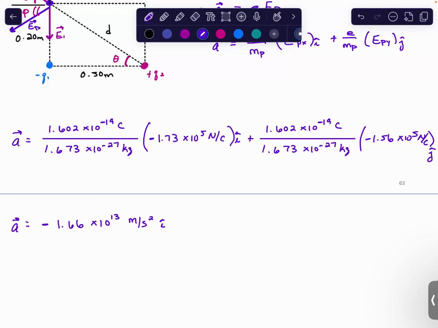Do you not remember freshman year when we did dimensional analysis? Think about it. Coulomb over kilogram, Newton over Coulomb. Well, those two are gone. That's Newton over kilogram. And what is the Newton? Kilogram meters per second squared, over kilograms. Meters per second squared. Sometimes you want to double check to make sure you're getting the right units. If you've done a bunch of math and you end up with wonky units, you have the wrong answer.